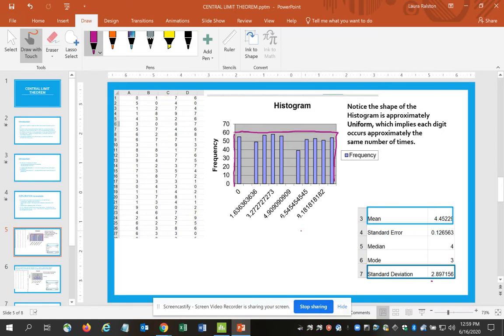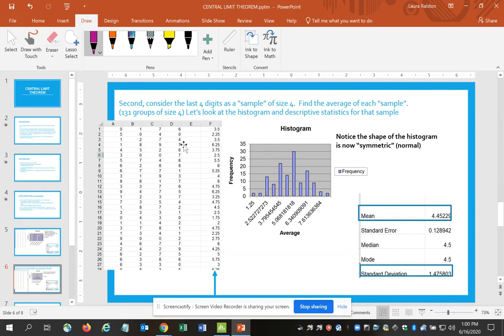Then the second thing that I did is I looked at each one of these sets of 4 as a group. I took this first group, 0176, and that became a group, and I found the average for that group. So I added these numbers up: 0 plus 1 is 1, plus 7 is 8, plus 6 is 14, and then I divided by 4. And so I get this list.